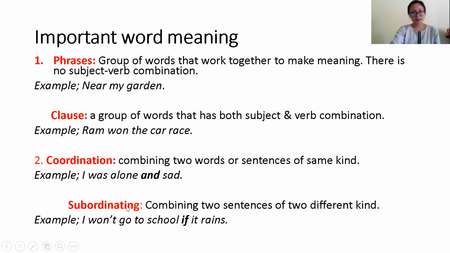And subordinating means combining two sentences of two different kinds. We are going to combine two sentences of different kind or unequal nature or types. For example, here, I want to go to school. I want to go to school is one type of sentence, and if it rains is another type of sentence. So we use the conjunction if to combine these two different sentences and make a complete sentence: I want to go to school if it rains.